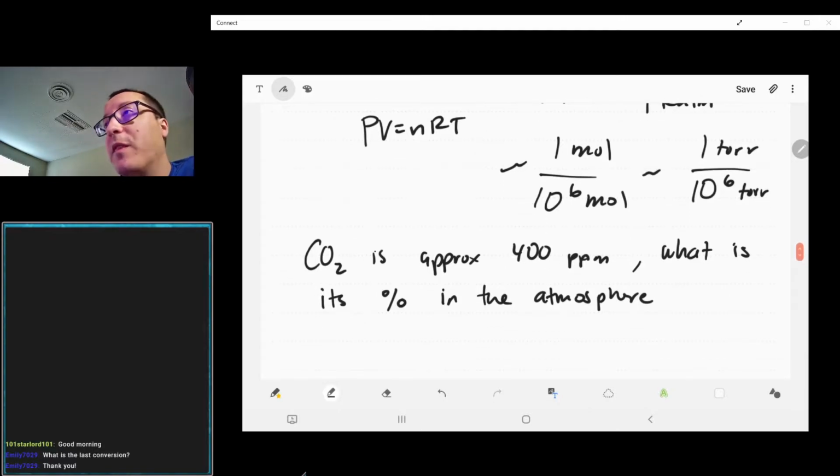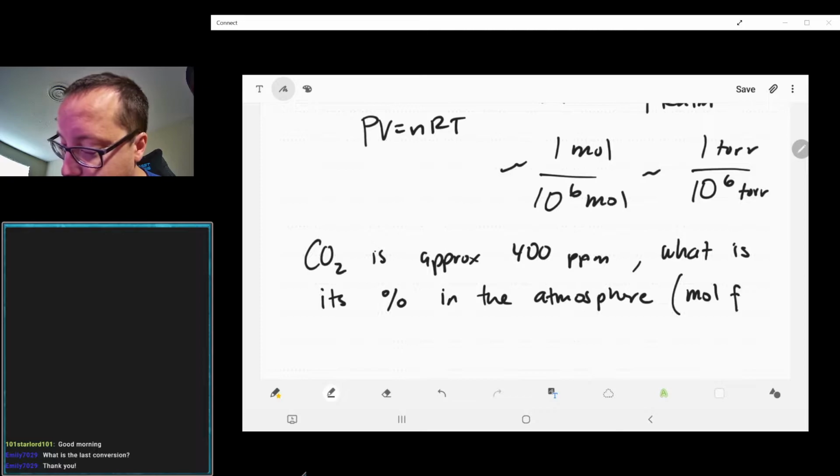And remember, with gases, when we talk about percentages, those are always mole percents, right? We don't talk about mass percents with gases. So mole percent only here. So that's another way of kind of asking the mole fraction.